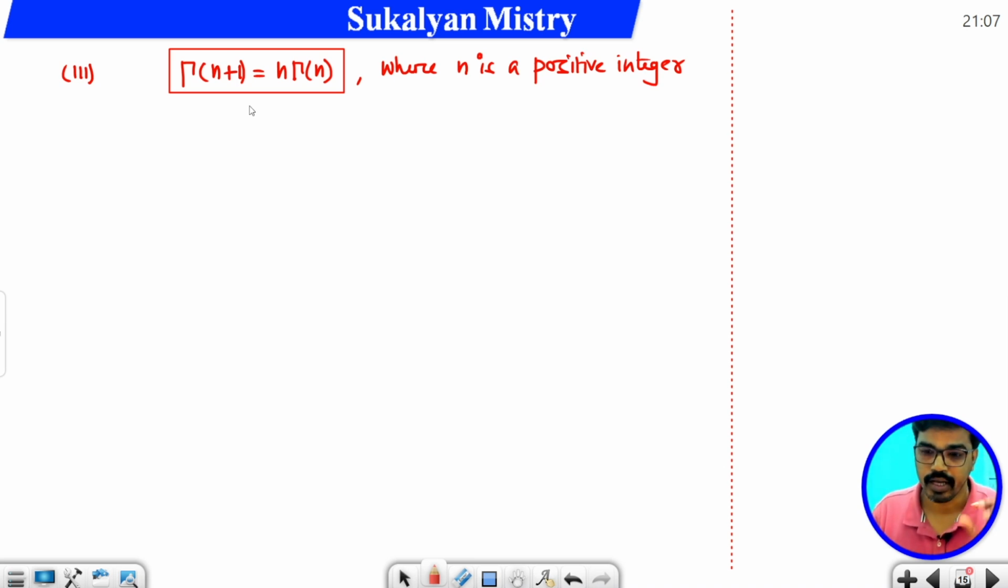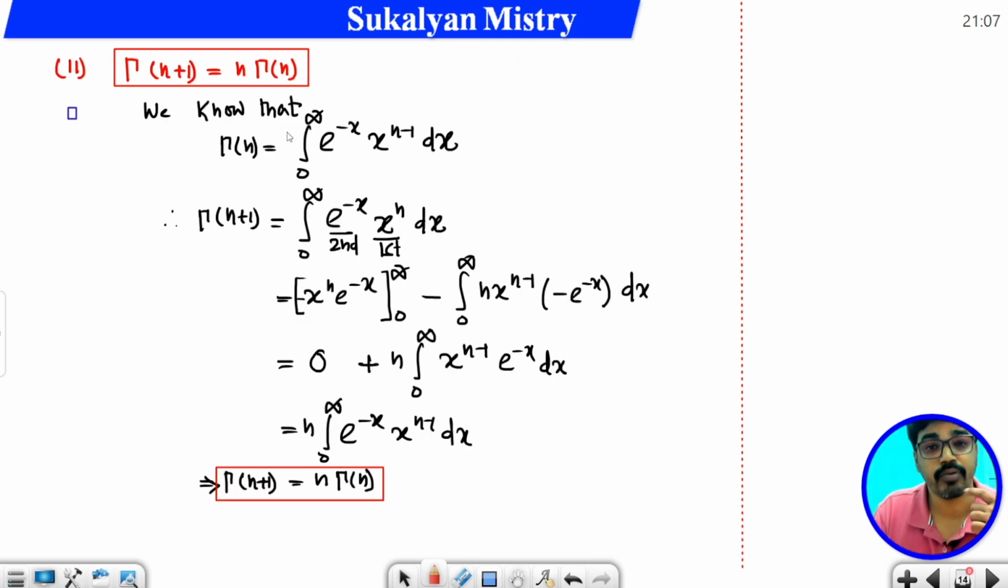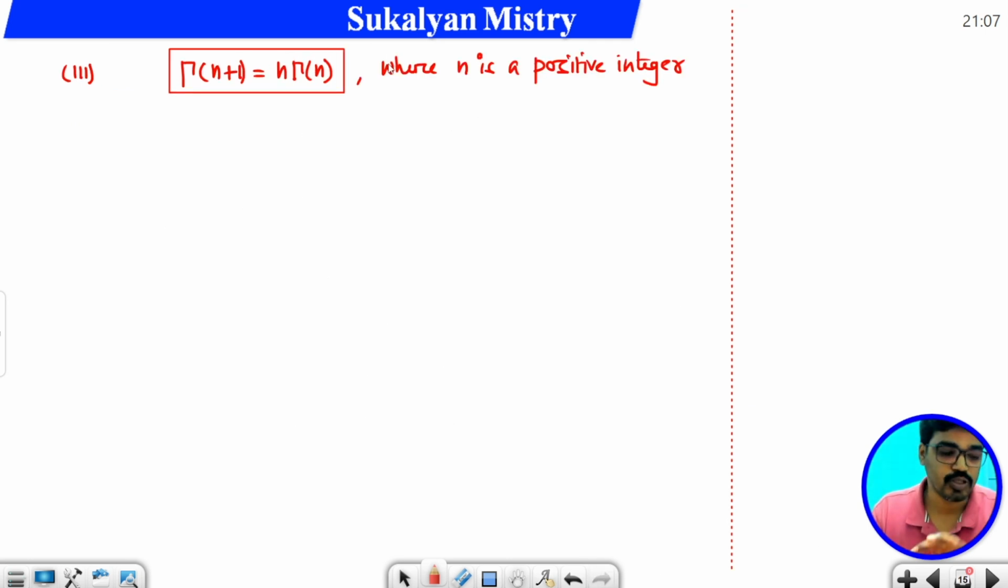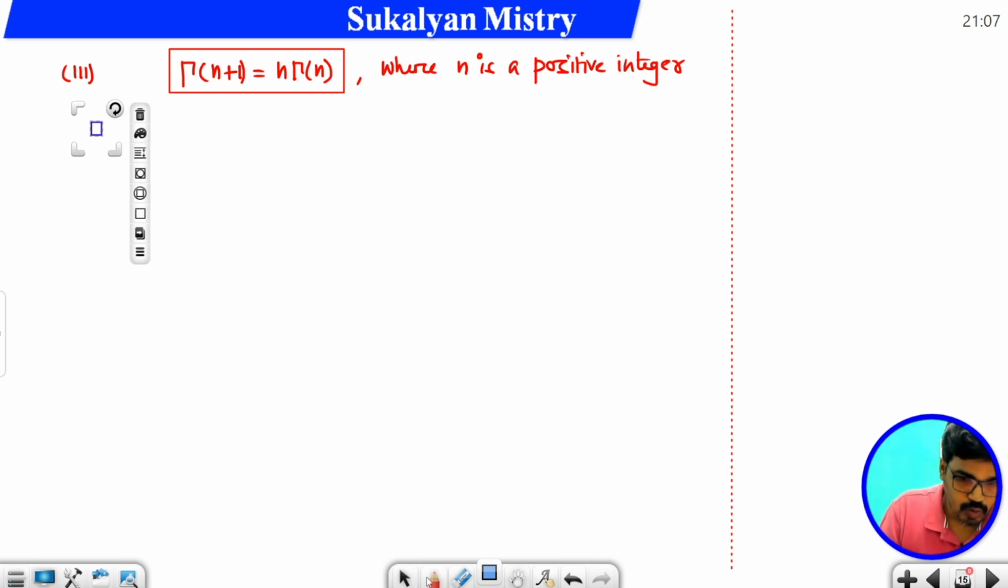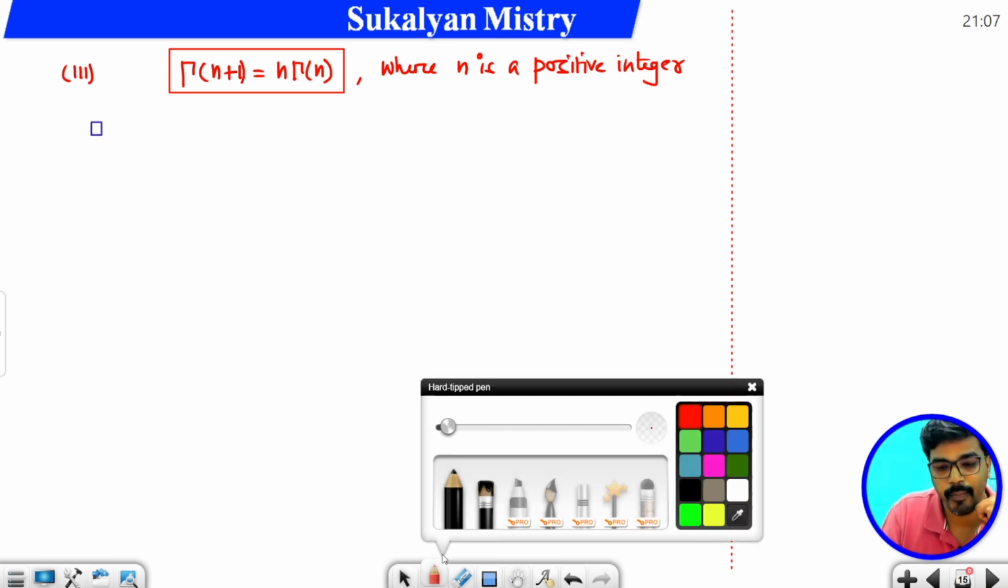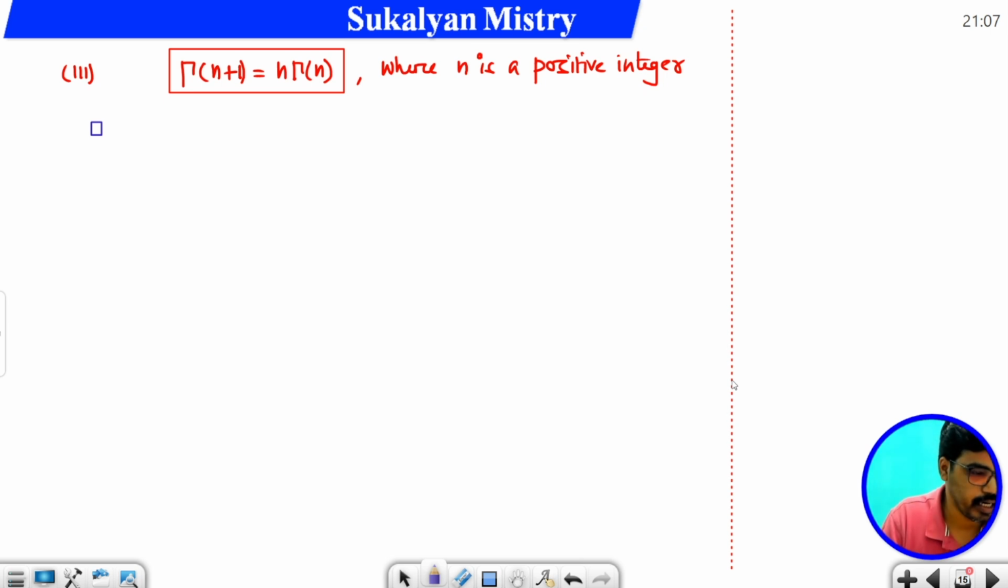This is true for positive integers only, and the other is true for both rational and integer. Basically, this result is true for both integer and rational, but this result is true only for positive integer. So proof, just see, we already proved that, we know that gamma n plus 1 is equal to n gamma n, right?